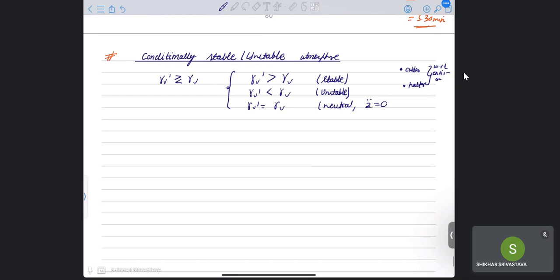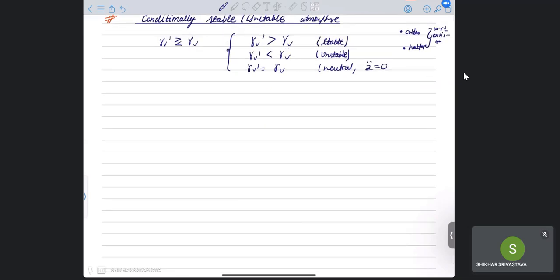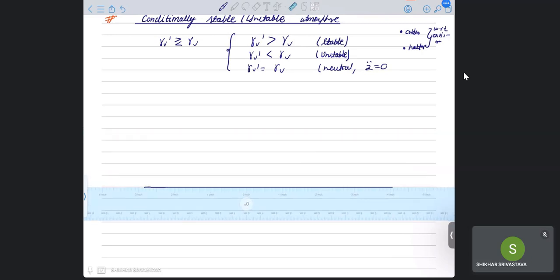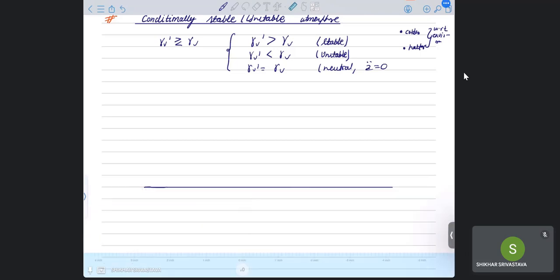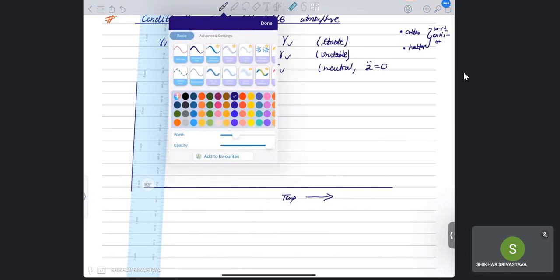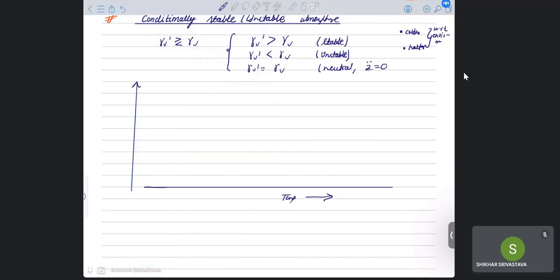Now, suppose we just summarize all the things in a single figure. Suppose this is your temperature axis increasing in this direction. Similarly, you have this in vertical direction, your height is increasing or pressure level is in the vertical direction. Okay.